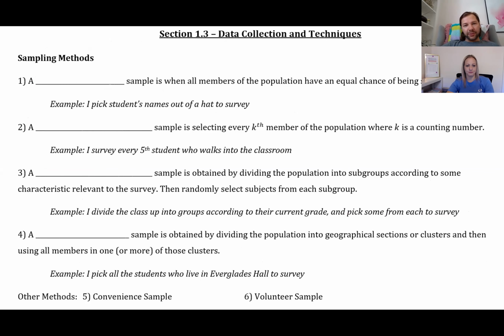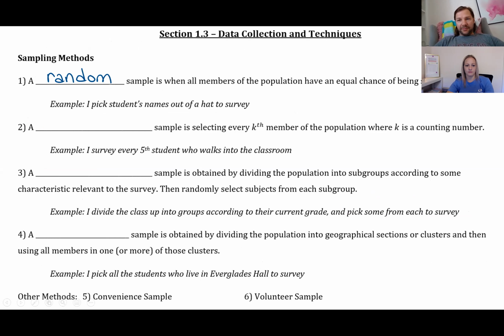Okay, moving on to section 1.3, data collection and techniques. There are different types of sampling methods, and the first 4 are typically the better sampling methods. We have random sample, which is one of the best you can do, and that's where all members of the population have an equal chance of being selected.